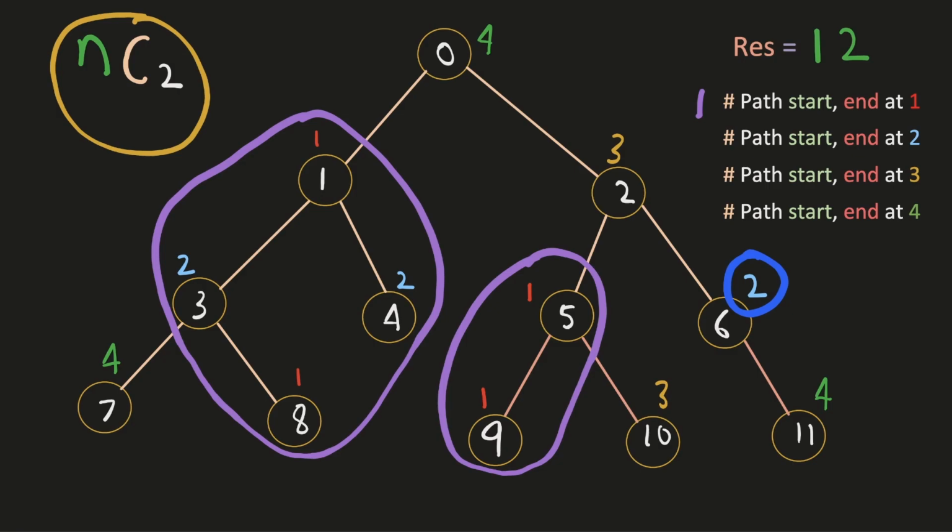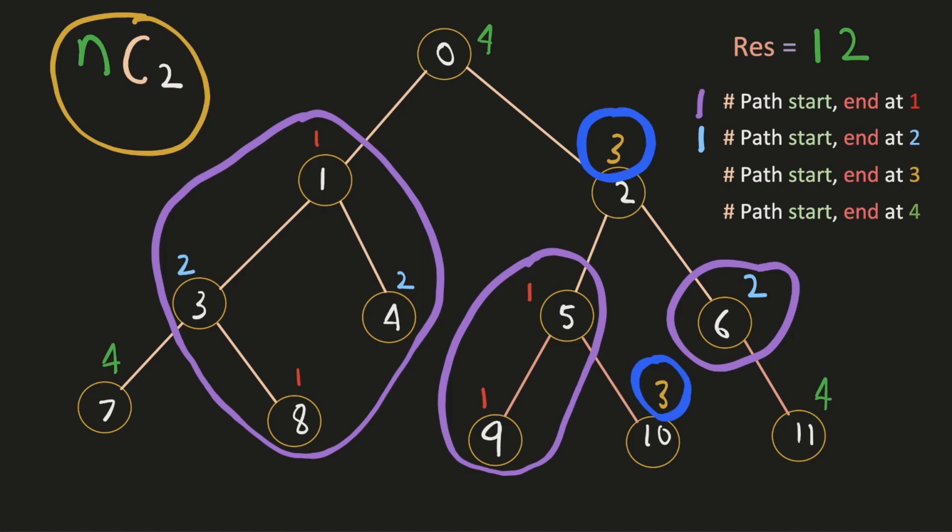Now when we consider node 6, it cannot travel to any of its adjacent neighbors because their values are greater than 2. So we'll consider it to be a self group. In our first group, we have two nodes with value 2. So there is only one way we can choose a starting and ending points between them. So we'll add 1 to our answer.